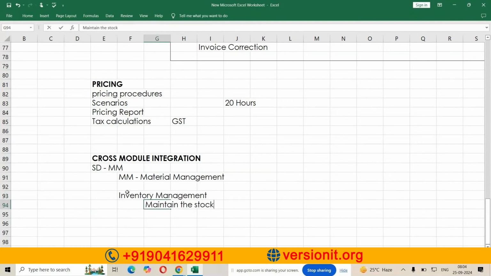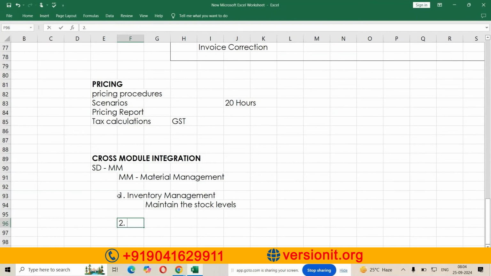If they maintain the stock, then only the sales team can pick that stock and sell it. In case they don't maintain the stock, we cannot perform any kind of sale because stock is not available. So we are going to be learning how this MM team will be maintaining the stock in the inventory.